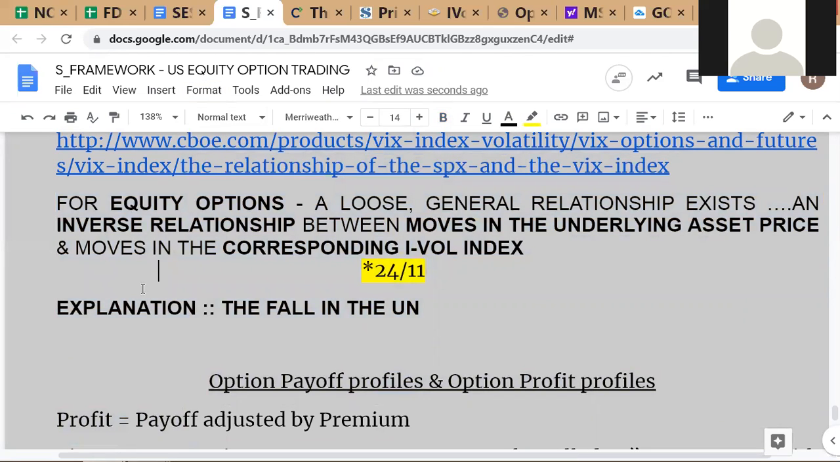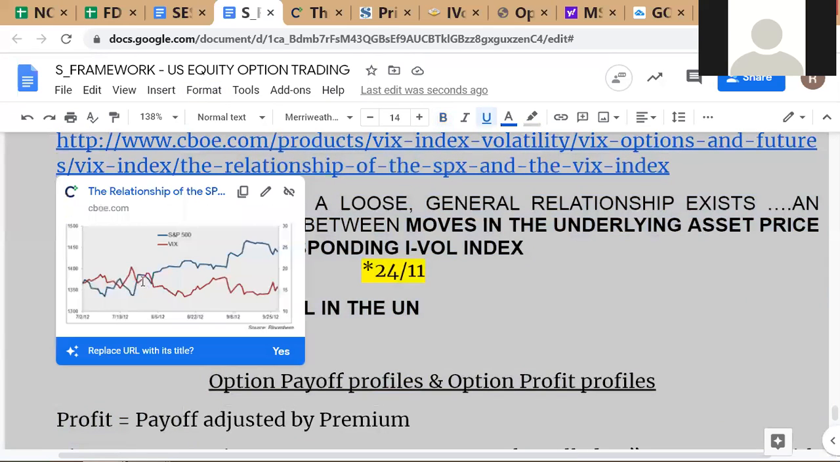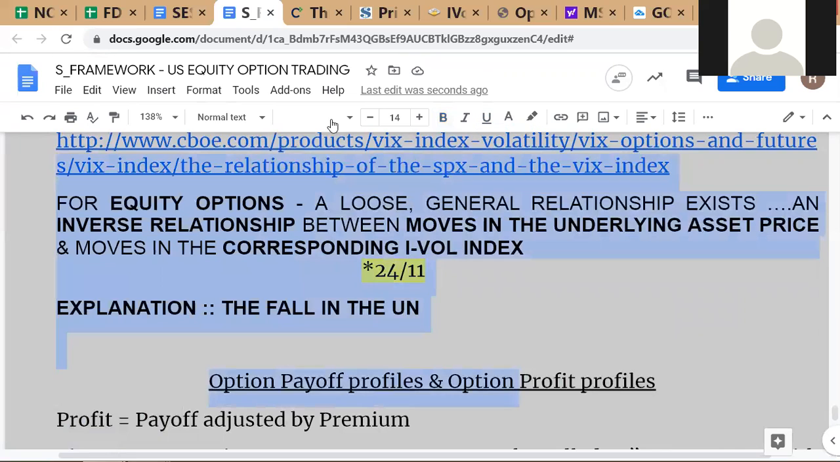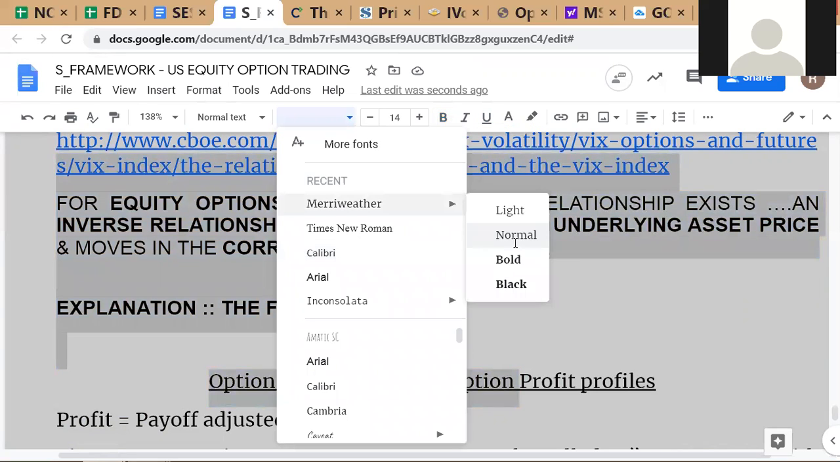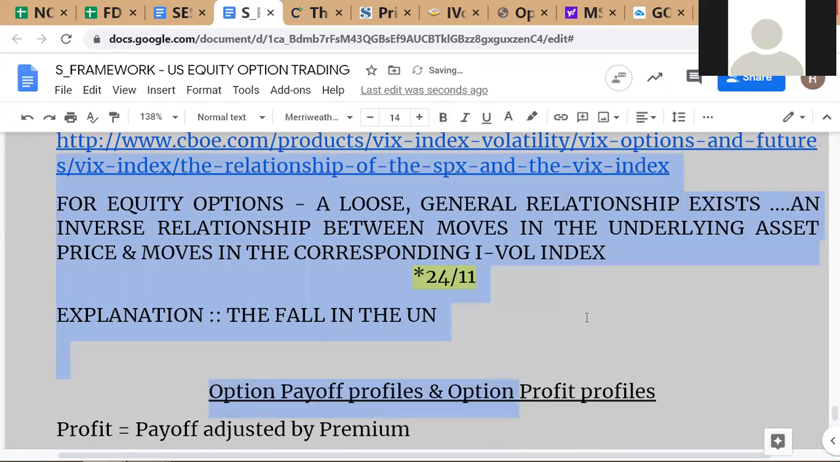All right, so the explanation lies in hedging behavior. We have to change the font also. All right, so we'll come to that. The explanation lies in hedging behavior.